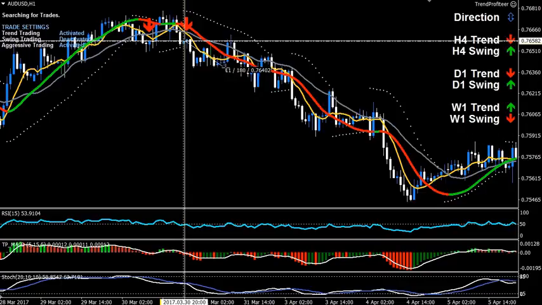So target one to reach a 1-to-1 reward to risk ratio would be here, 20 pips. 40 pips would be here, a 2-to-1 reward to risk ratio. 60 pips would be hit here. 80 pips would be right about here, that's a 4-to-1 reward to risk ratio, and 100 pips here, 5-to-1 reward to risk ratio.